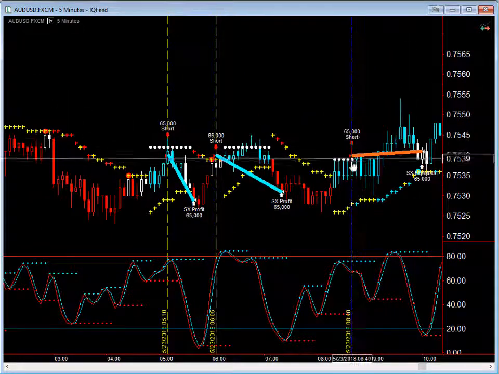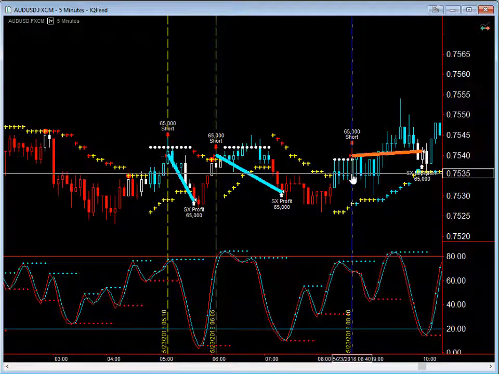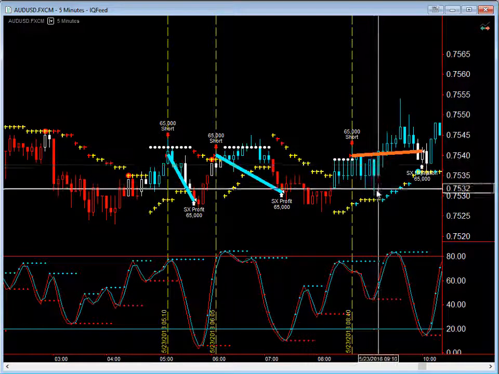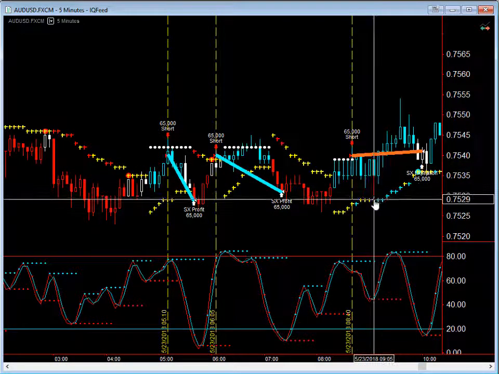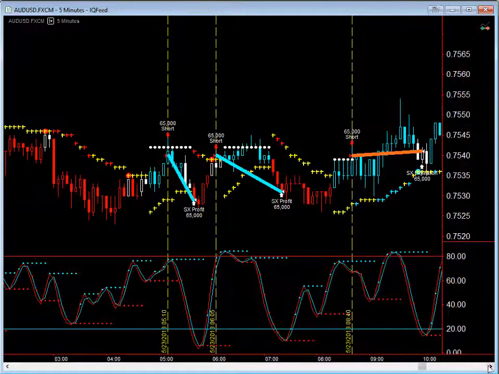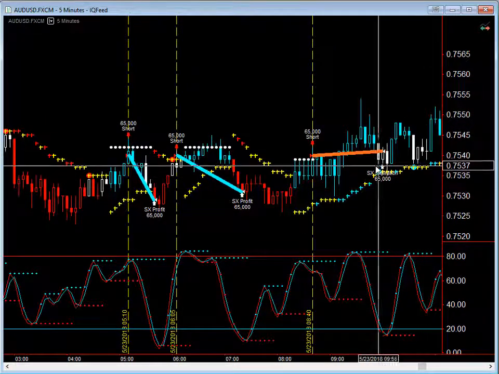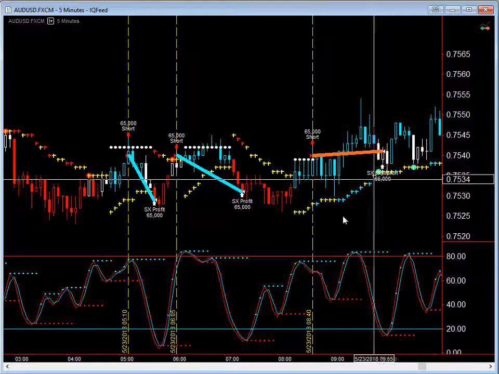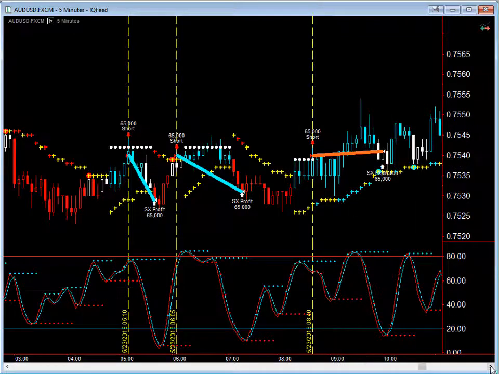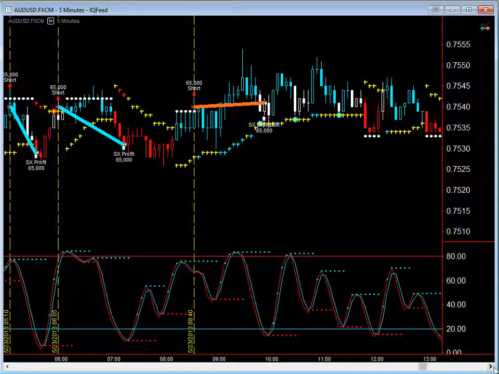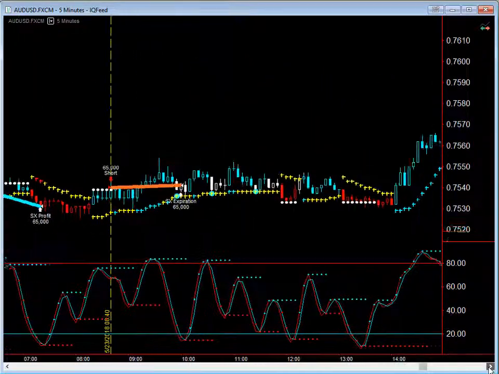Here you have another one where it has tried to test the congestion dot. It did not break it, but when it comes back to test this ATR, it does not break it. You need to exit your position. Of course, you would need minimum the trend ATR indicator as well as the stochastics. And this is just additional filtering that actually this strategy cannot do.